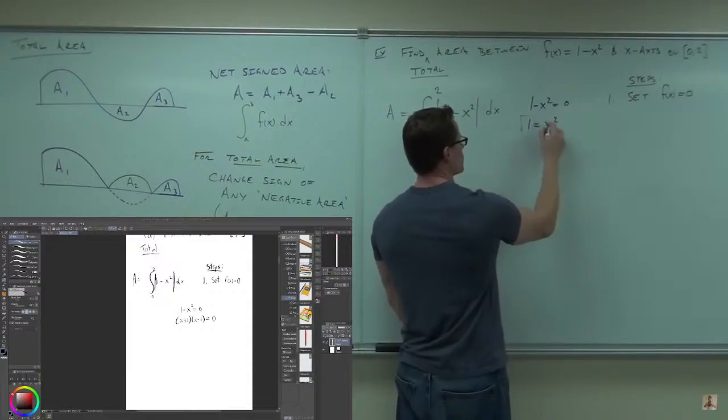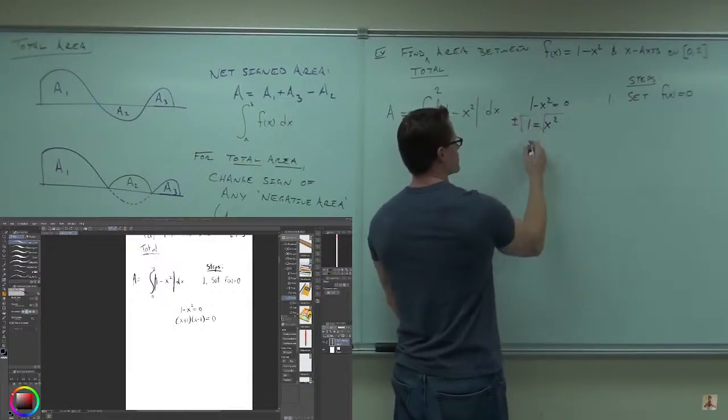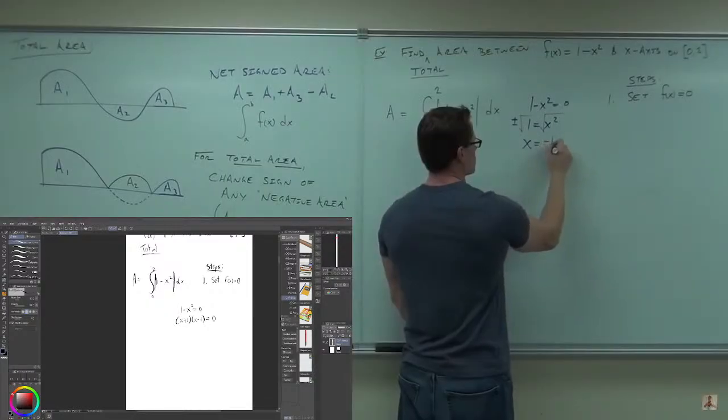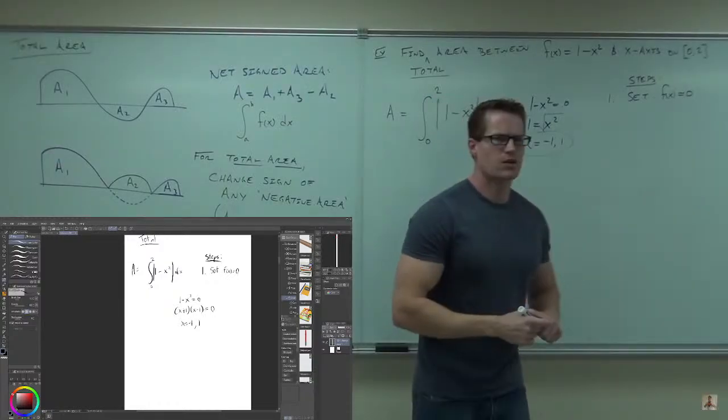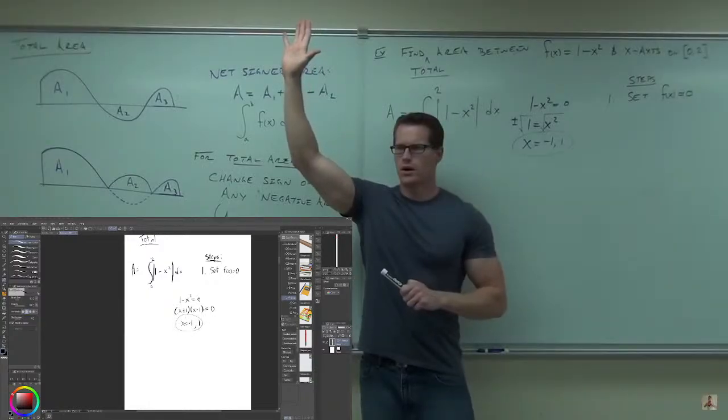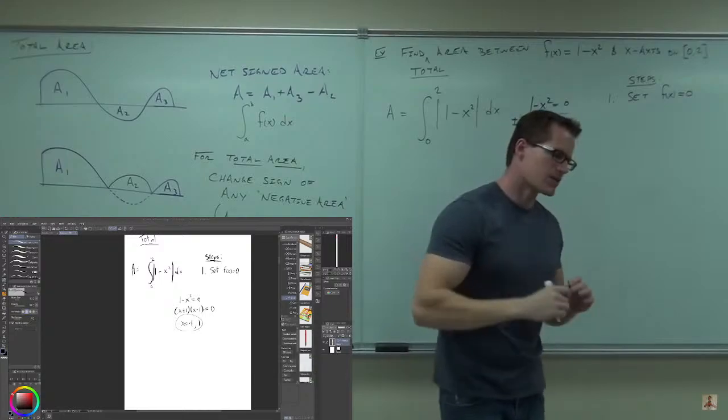Yeah, sure. Square root, plus or minus, x equals negative 1 and 1. Raise your hand if you feel okay with this so far. Okay, now the next step. You got to set this up correctly.